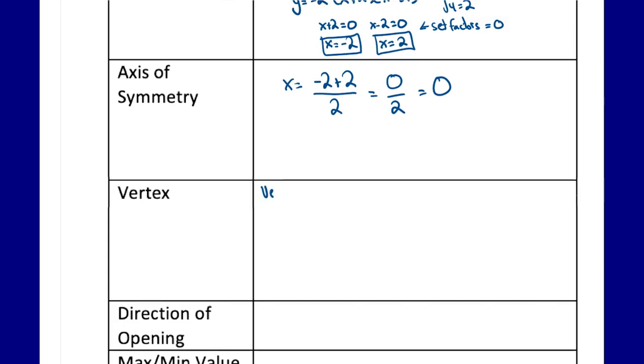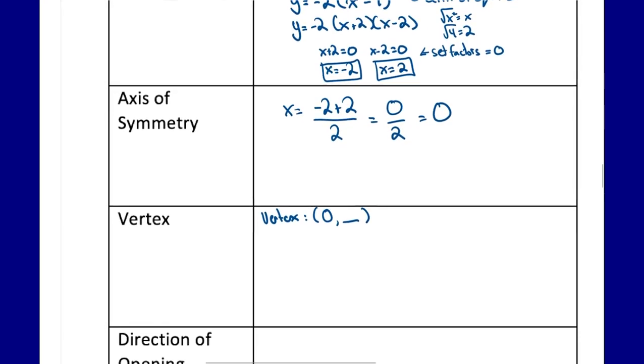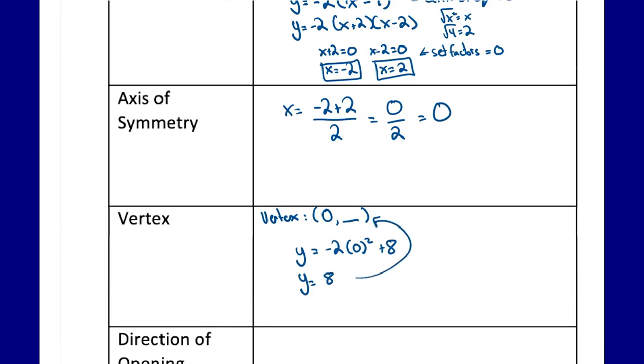My vertex now is going to be 0 and then a value. In order to get that value, I have to plug 0 in for x back into my equation. So negative 2 times 0 squared plus 8. I can go right back to the original equation. Y is equal to negative 2 times 0 squared, which is 0, plus 8, which is 8. So in this case, our vertex is our y-intercept.